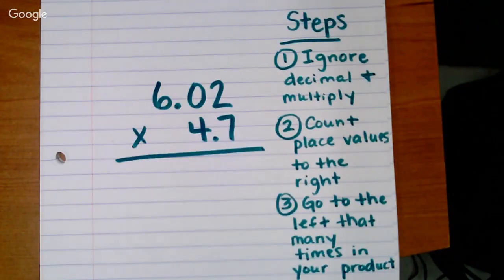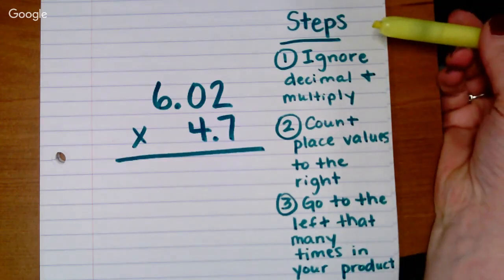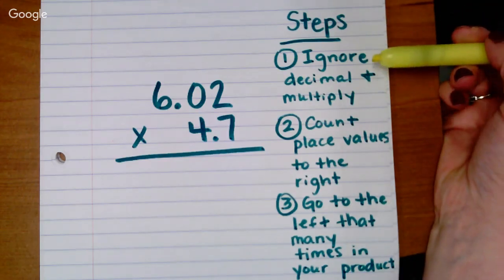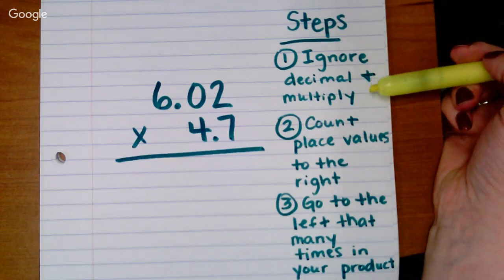All right, in this quick video, we are going to go over the steps for multiplying a decimal number. And in this problem, we have 6 2/100 times 4 7/10. And of course, our steps for multiplying: number one, we ignore the decimal and we just multiply as if it is two whole numbers.